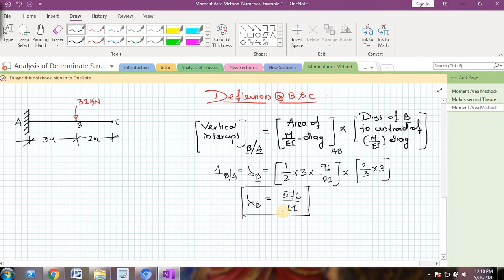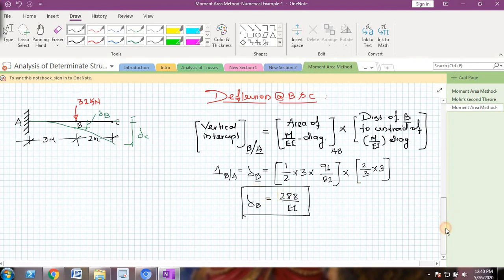And now please note that deflection at B is actually not equal to deflection at C, obviously, because when you plot the deflected shape of the beam, it is something like this. So this is actually the deflection at B, that is delta B, which is obviously not equal to the deflection at C. That deflection at C we need to still find. I beg your pardon, this is actually not 576, instead it is actually 288. Some small correction, 288 by EI. So this is the deflection at point B.